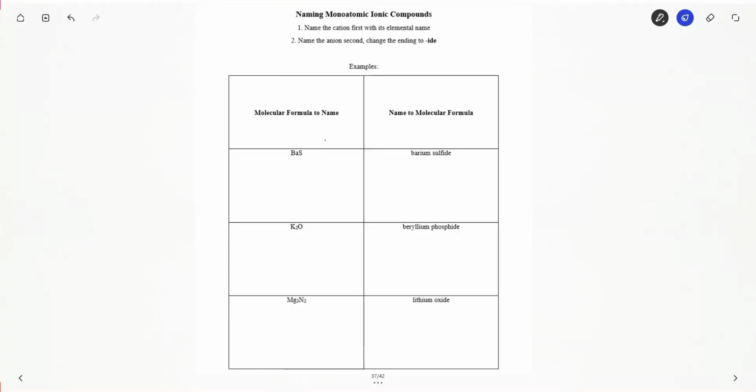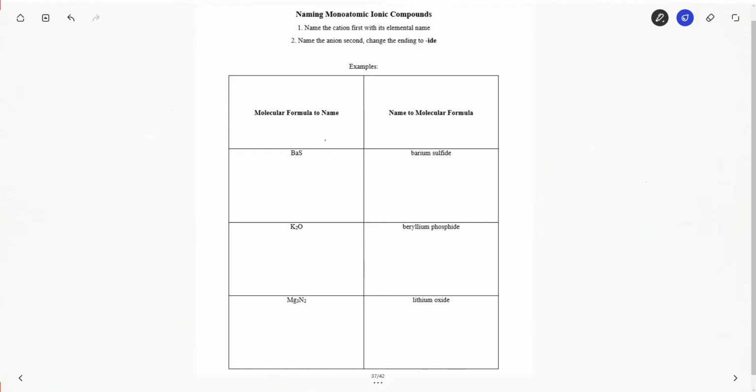Let's get started. First, let's go over our rules for naming monoatomic ionic compounds. The first rule is our cation is simply named with its elemental name. When we name the anion, we will name it after the cation and we will change its ending to IDE. Now this is a lot easier to see in practice, so let's get to practicing.